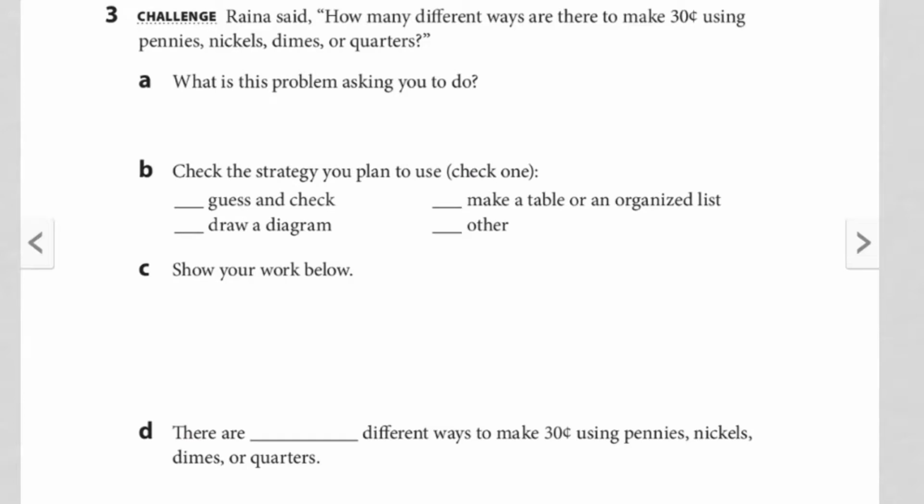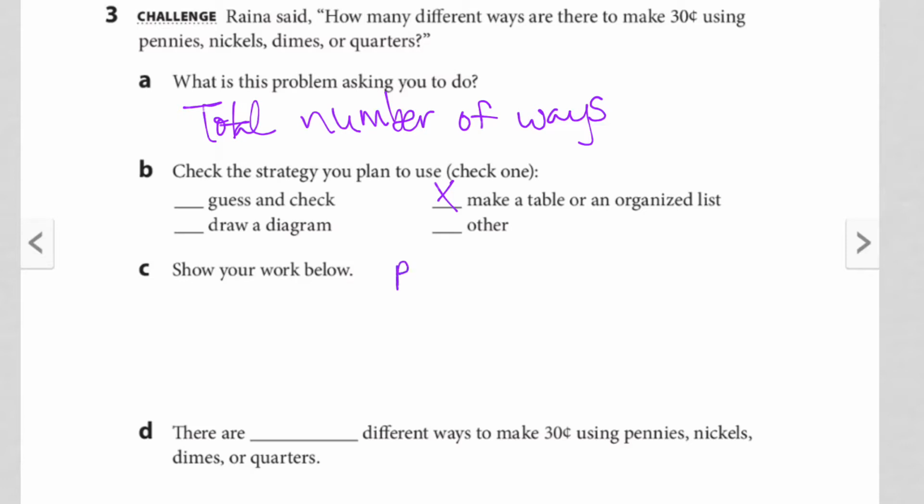The last problem for our challenge is asking kids to think of how many different ways there are to make 30 cents using pennies, nickels, dimes, and quarters. Okay. So what is it asking us to do? It's asking us to find the total number of ways. And it's giving us some choices as far as how we're going to solve it. Guess and check, draw a diagram, make a table, or other. My suggestion, while any of them work, is definitely to make a table as a way to make sure you don't forget anything. And how I would do it is I would do pennies, nickels, dimes, quarters, and then over here I would write the word total.